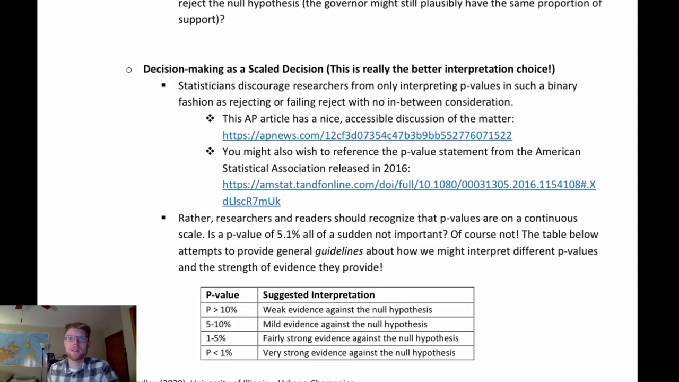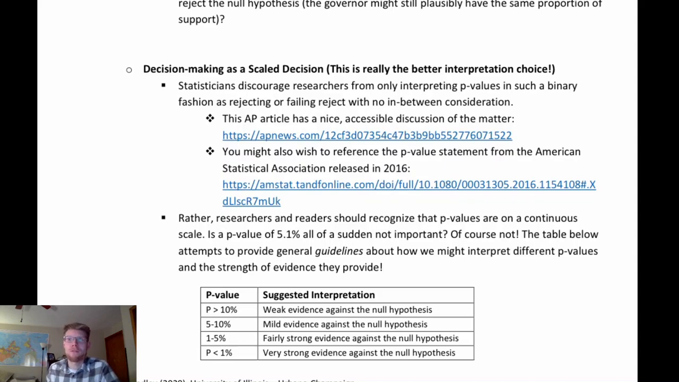So for that reason, what we're going to do in this class mostly is we won't be using significance levels all the time to make decisions, but instead we're going to get a p-value and then we're going to interpret it in context, what it's telling us. So here are some guidelines, some slightly more nuanced interpretations of p-values than reject and fail to reject. So when our p-value is above 10%, we're typically going to say that we have weak evidence against the null hypothesis, or little to no evidence against the null hypothesis.